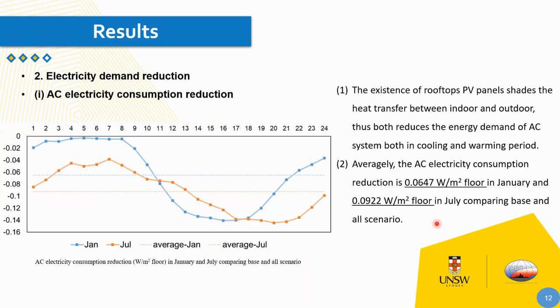The second part is about electricity demand reduction. The idea is very simple. Because of the existence of rooftop PV panels, they shade the heat transfer between indoor and outdoor. Thus, we reduce the energy demand of AC in both cooling and warming periods. This shows the hourly reduction for the two periods. On average, the AC electricity consumption reduction is this value in January and a higher value in summer.